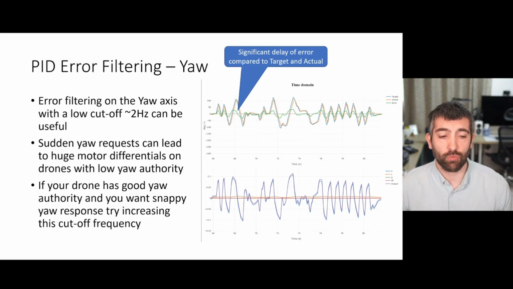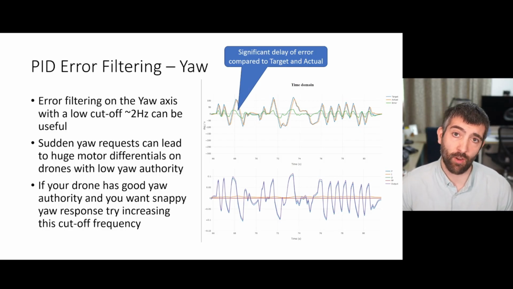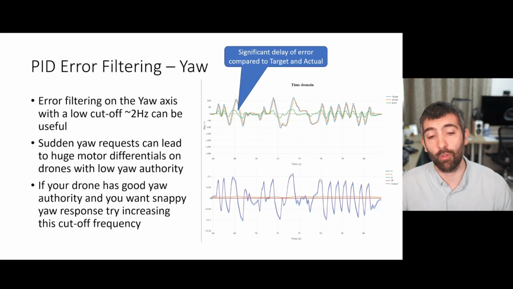If your drone has really good yaw authority and you want a snappy yaw response, you can try increasing particularly the error filter, because the default is a very low cutoff, and that will allow the drone to yaw more sharply.